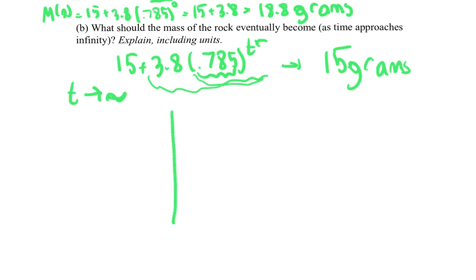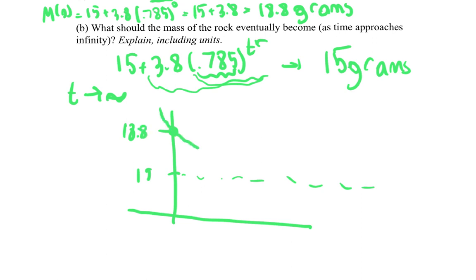To draw out what this looks like, this is 15. We start out at 18.8. And as time goes on, it's constantly decreasing and decreasing until it gets closer and closer to 15, but it'll never cross over that.